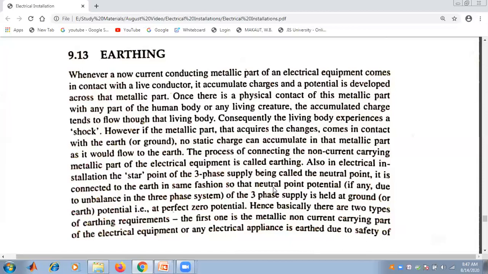Also, in case of electrical installation, the star point of a three-phase supply, being called the neutral point, is connected to the earth in the same fashion, so that the neutral point potential, if any, due to the unbalance in the three-phase system, is held at ground or earth potential, that is, perfect zero potential.